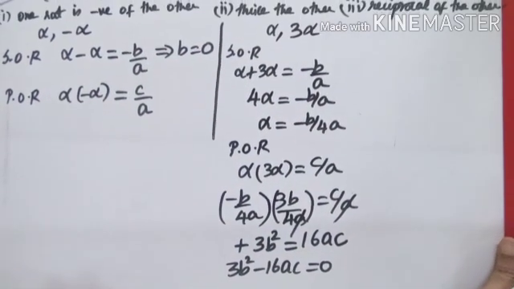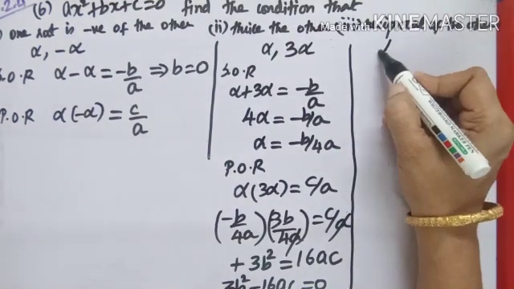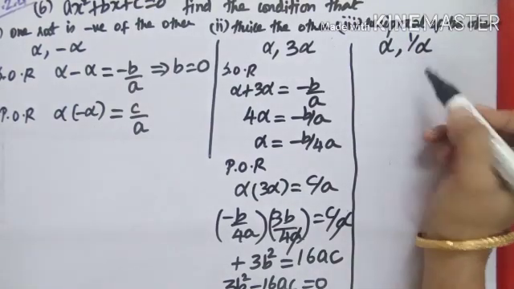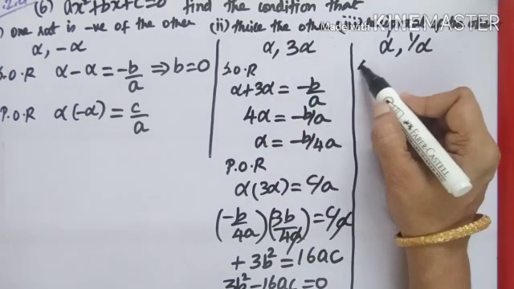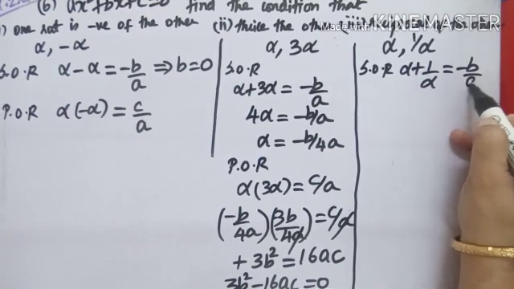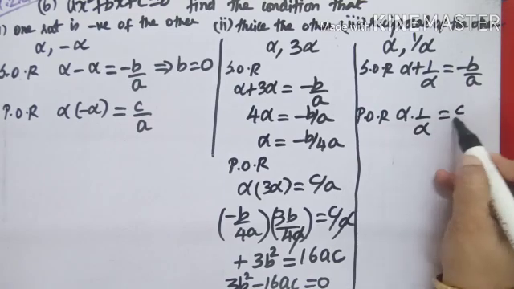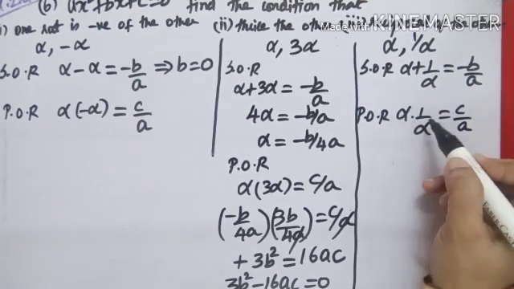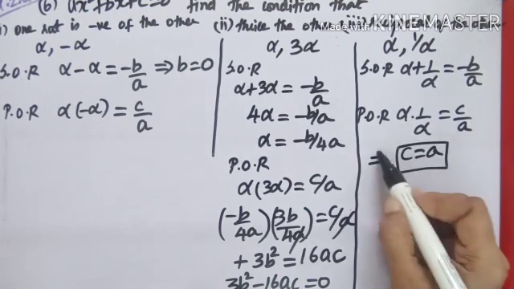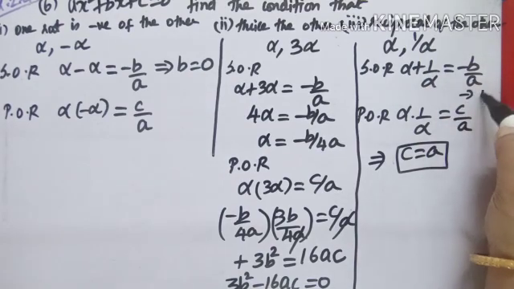Third one says reciprocal of the other. So if I take alpha as one root, the second root is reciprocal. Reciprocal means 1 by alpha. So what is the sum of the roots? Alpha plus 1 by alpha equal to minus b by a. Product of the roots alpha into 1 by alpha is c by a. So alpha alpha cancels, cross multiply, c equal to a. Call this equation number 1.